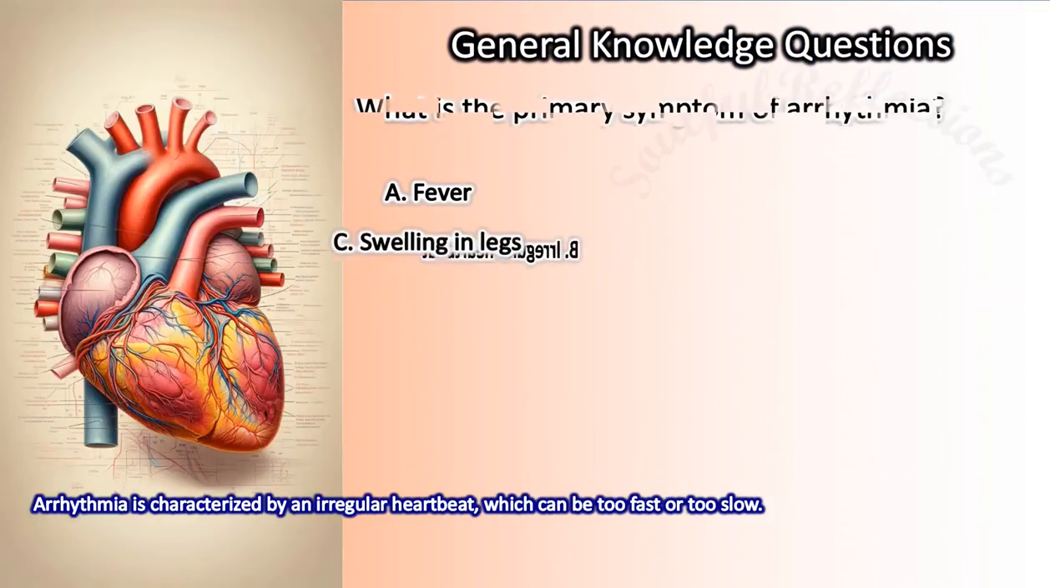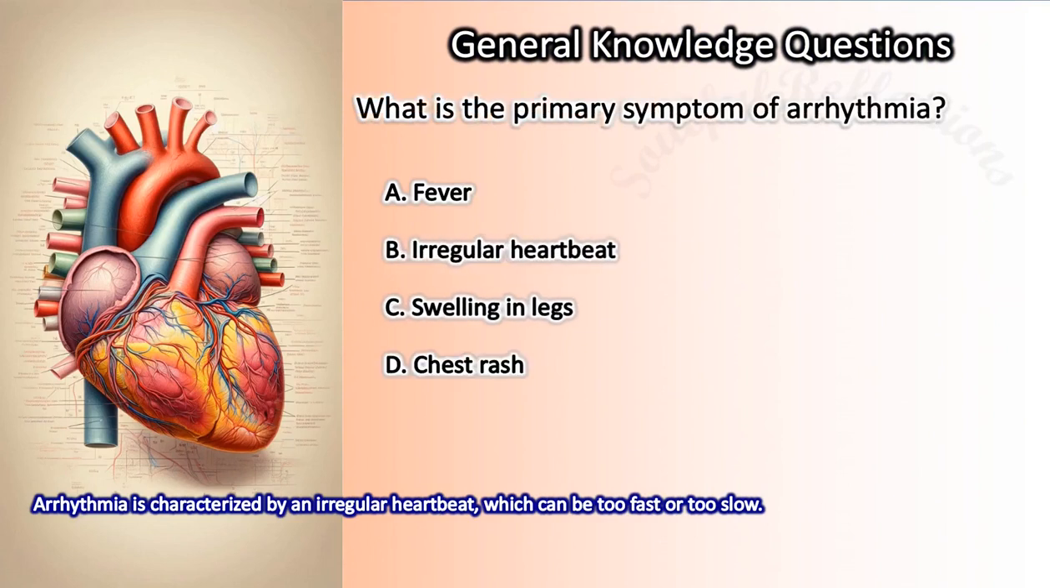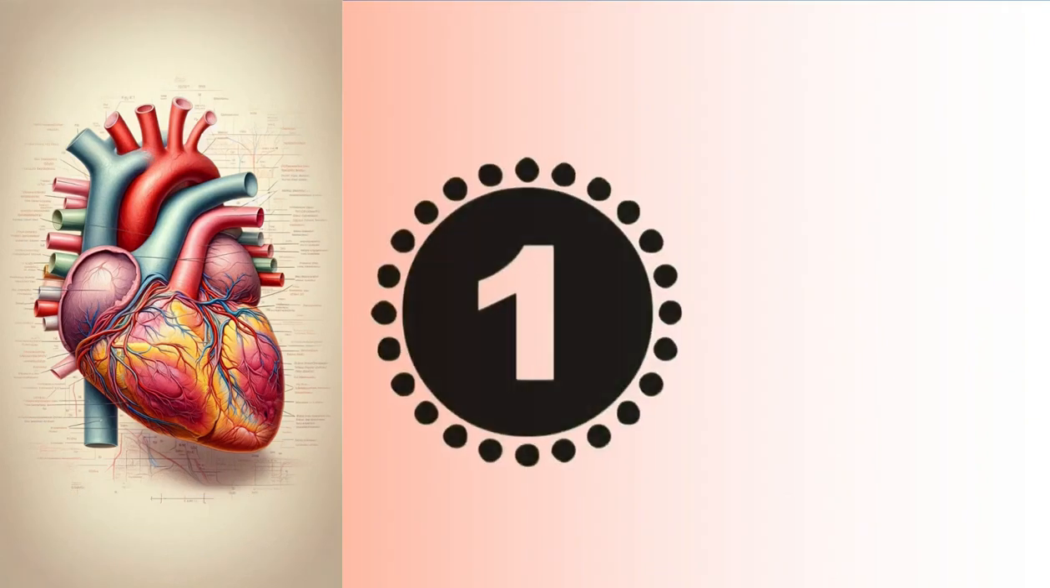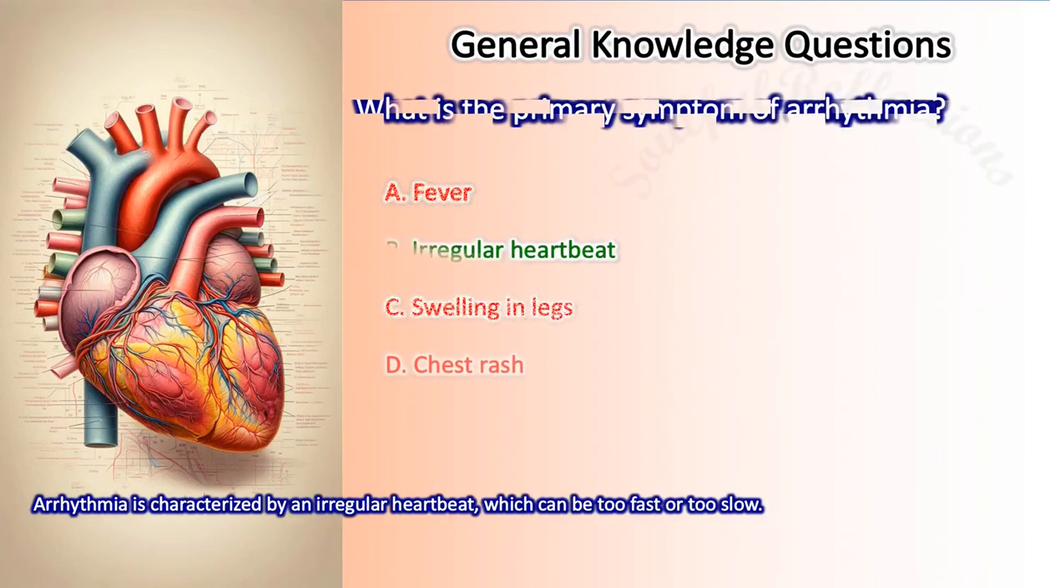What is the primary symptom of arrhythmia? Option 1, fever. Option 2, irregular heartbeat. Option 3, swelling in legs. Option 4, chest rash. The answer is, option 2, irregular heartbeat.